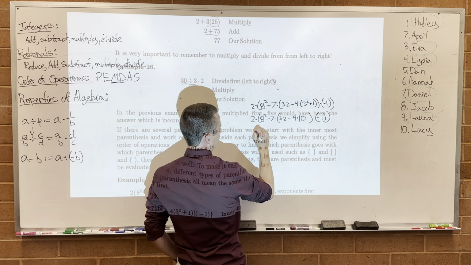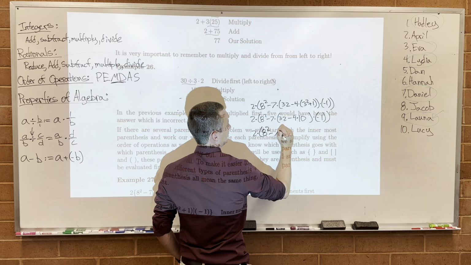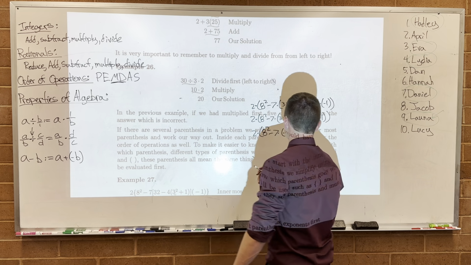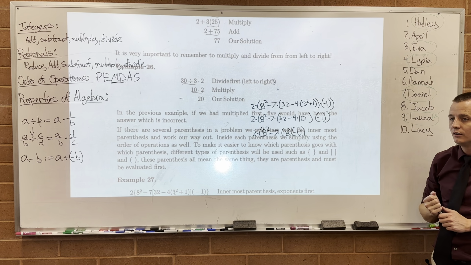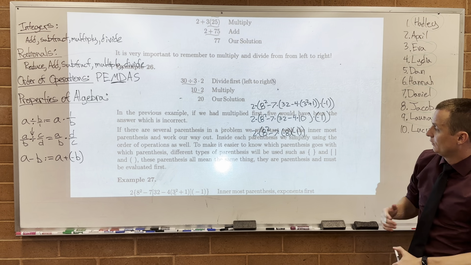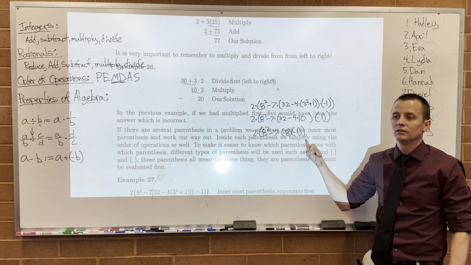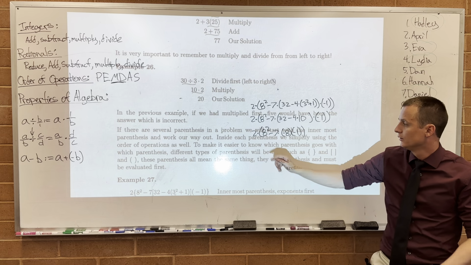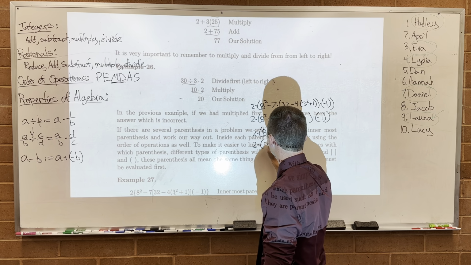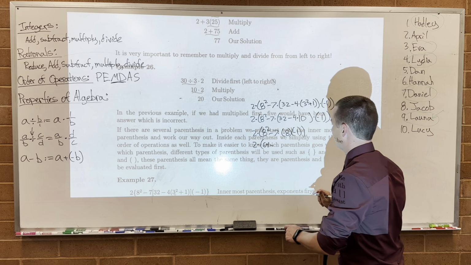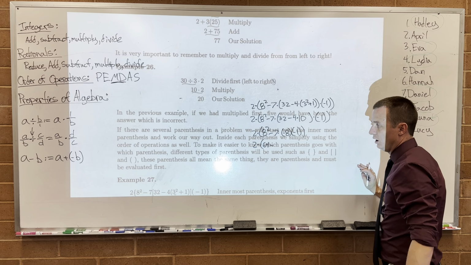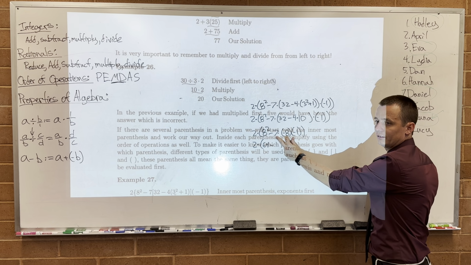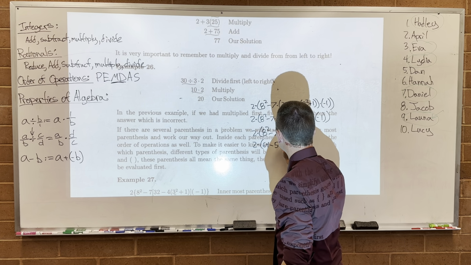So rewriting it out now, we have 2 times 8 squared minus 7 times negative 8 times negative 1. Now we're doing these parentheses. So we have to do our exponent first. What's 8 squared? 64. So this is going to be 2 times 64, subtract 7 times negative 8 times negative 1. What's negative 8 times negative 1? 8 times 7 is 56. You follow that?